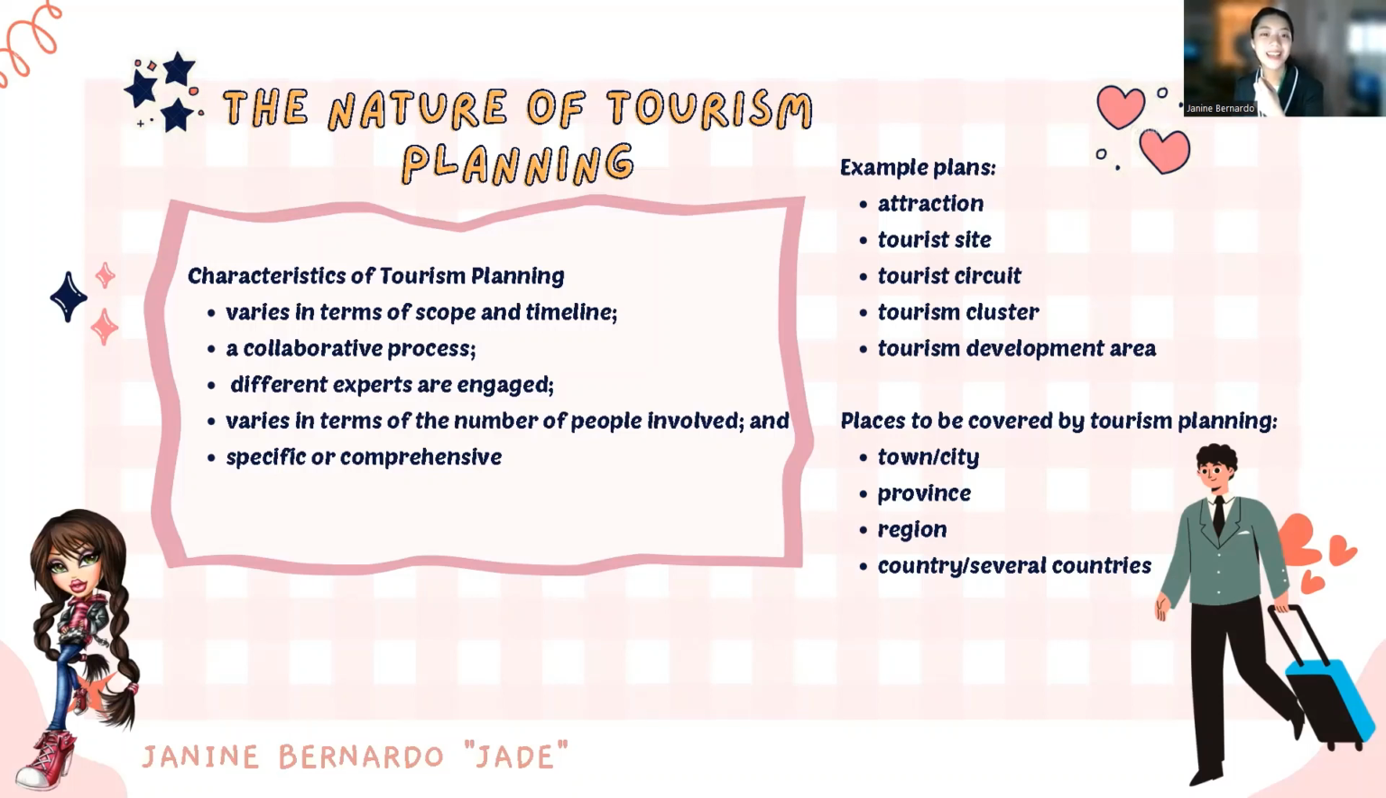And last is that it can be specific or comprehensive. Simply put na pwede siyang direct to the point or specific o kaya naman simple lang. Or pwede rin namang it has all the complete details. So example ng tourism plans, it can cover the following. We have attraction, tourist seat, or tourist visit, tourist circuit, tourism cluster, or tourism development area. And sa places naman, pwede siyang mag-focus ka in particular town, city, province, or go broader like region, country, or several countries. Next slide.